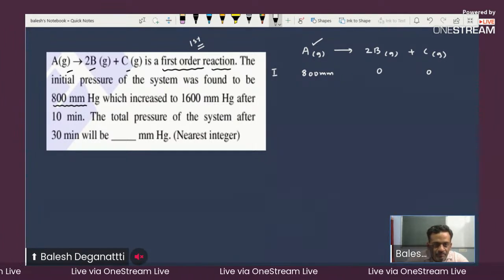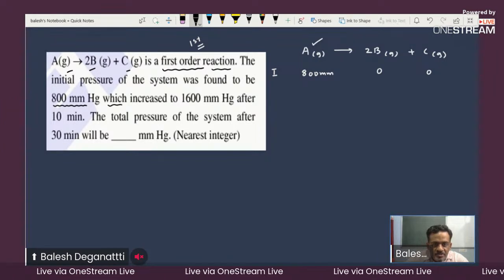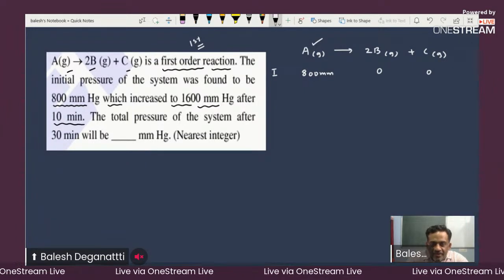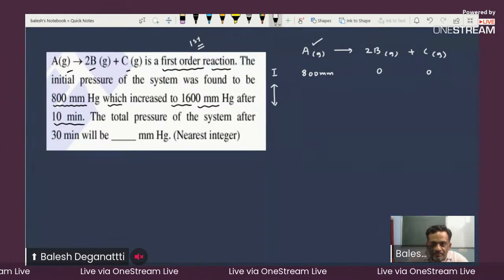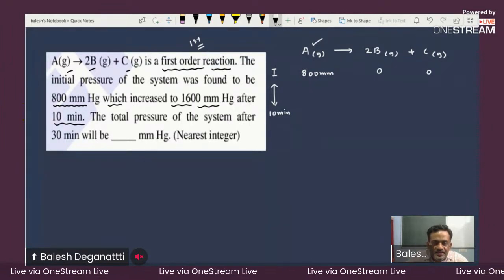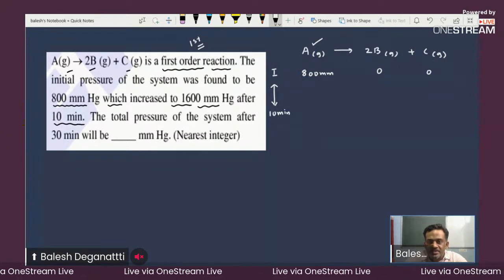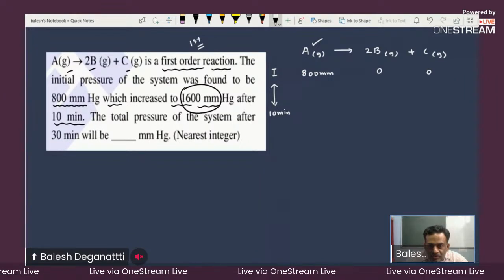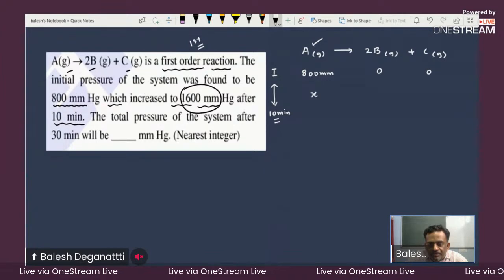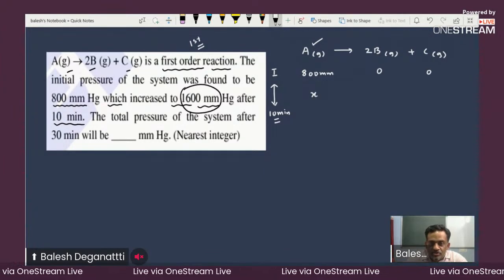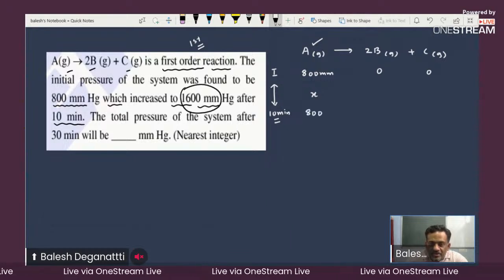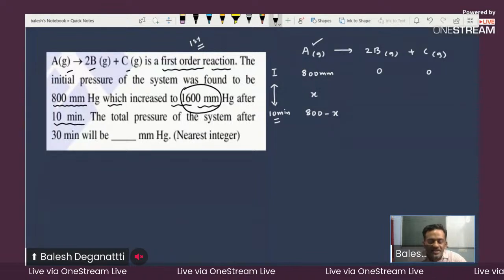The 800 mm of Hg pressure is increased to 1600 mm after 10 minutes. Now, after some time, at 10 minutes, what has the pressure become equal to? 1600 mm it becomes. But at the same time, we should remember that in the due course of time, in that 10 minutes, a certain amount of A will be getting converted to product. Let us take it as X. So in that 10 minutes, if X amount goes as a product, what amount of A is left? It was 800. So now 800 minus X is left.